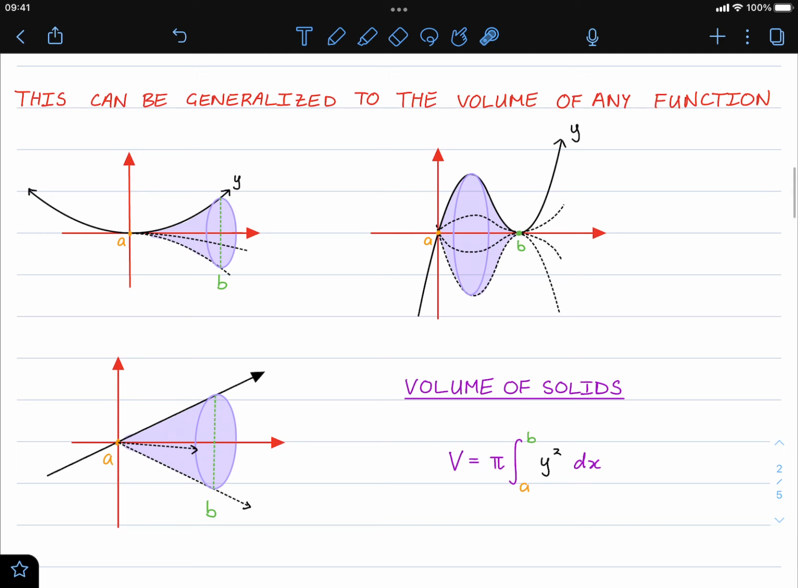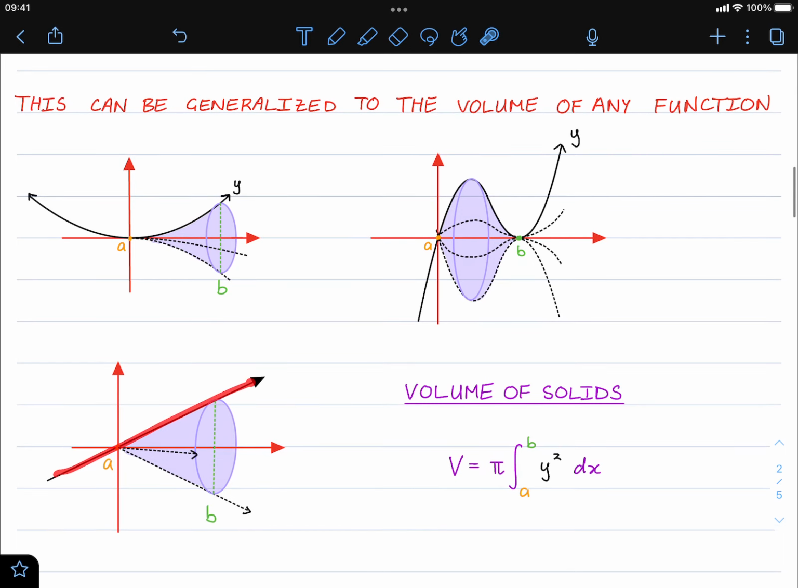Let's take a look. We have a function, looks a bit like a parabola. When we rotate this around the x-axis, we get this trumpet-looking shape. We have a cubic here. When we rotate this, we get this stretched out cylinder, I guess, stretched out sphere. Not sure exactly what to call it. And here we have the line. And when we rotate this around the x-axis, we actually get a cone.